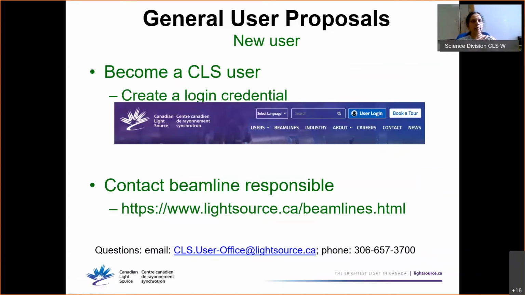Once you get that, you can start drafting your proposal and at the same time you can contact beamline responsibles. In case you are not sure which beamline to use, or you have problems creating a user account or you forgot things, you can always contact the user office. Their email address is here and their phone number is here. They can also help you a lot, especially if you have problems when you draft and submit the proposal.